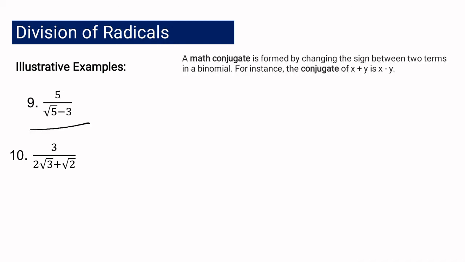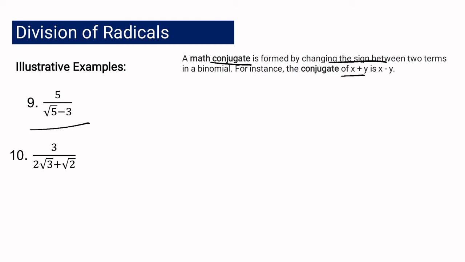Okay, so you need to remember, a math conjugate is formed by changing the sign between two terms in a binomial. For instance, the conjugate of x plus y is x minus y. Why did I mention this? Because for you to be able to eliminate the radical in the denominator here, we are going to use their conjugate. Again, when you say conjugate, you are just going to change the sign between the two terms.